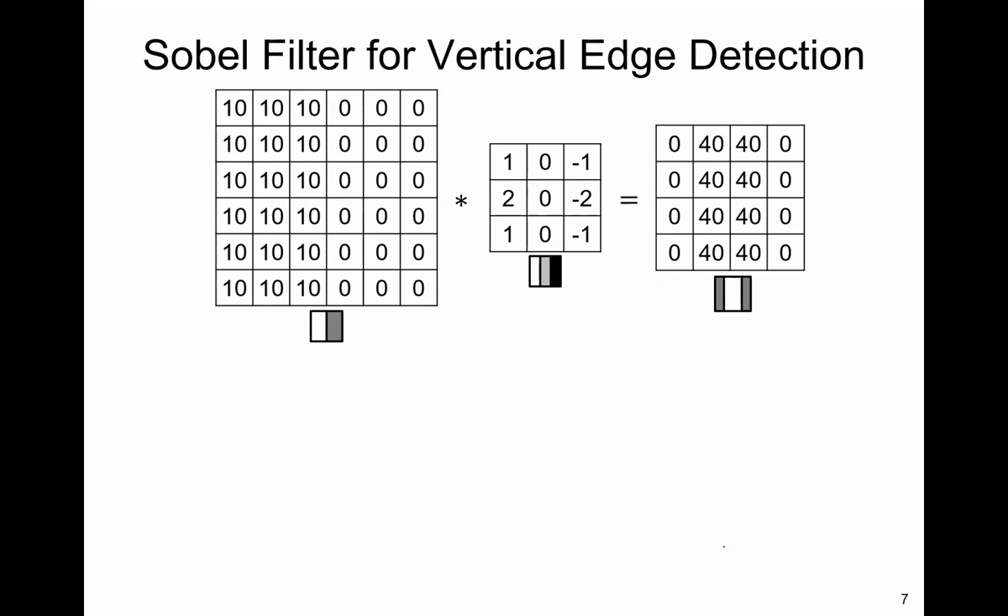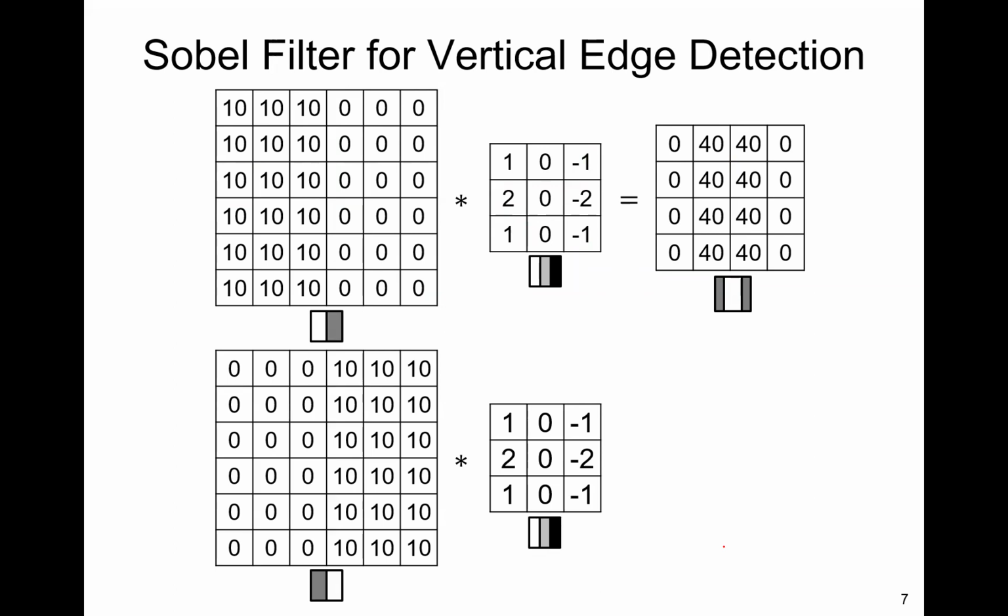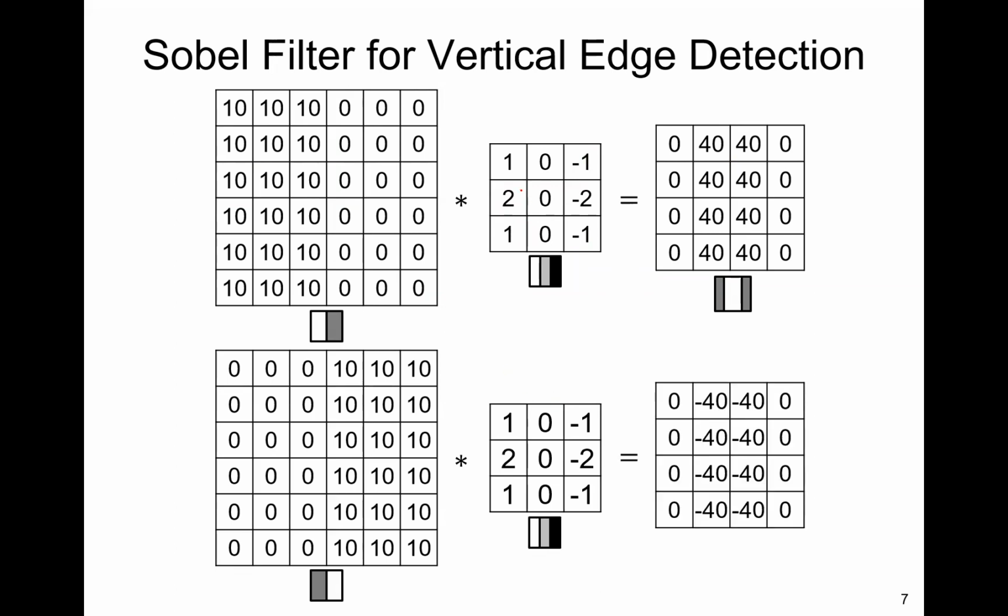So you can have another filter with 2, minus 2 instead of 1, minus 1 in the middle. Then your edge detector seems to work better, because the center is brighter. It's 40 instead of 30, whereas for the negative edge, the center line is darker, negative 40 instead of negative 30.